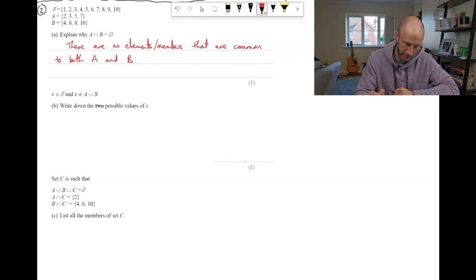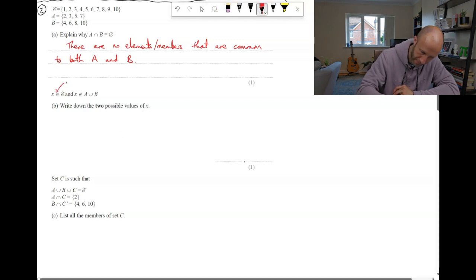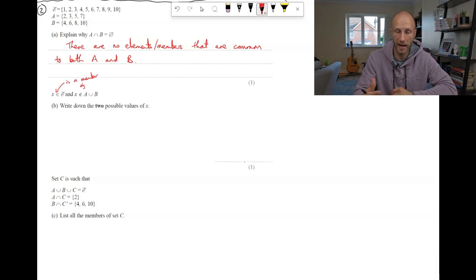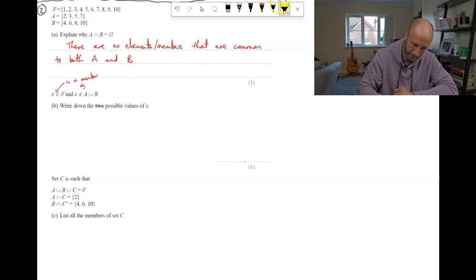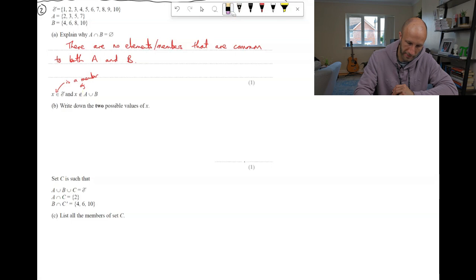Okay, part B. So just above part B it says X, and if you remember that little E there before the epsilon, this means X is a member. So this thing here just means is a member. So they're saying X is a member of the universal set, so X is part of the question, and X is not in A or B. So remember the little line through the E. So this bit, that just means is not a member, because it's got the membership with a line crossed through it. So this means X cannot be in A or B.